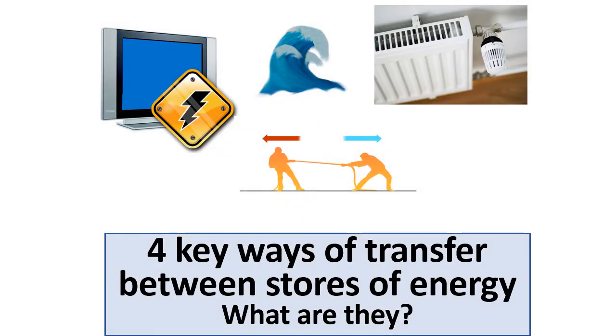Right, so energy cannot be created or destroyed, but can be transferred from one store to another store. There are 4 key ways of transferring energy between stores, as you can see in the picture. One energy transfer way is electrical. Another is waves, so energy can be transferred through waves. Energy can be transferred through heating the particles, and sometimes energy can be transferred due to force, which is mechanical, moving through a distance.